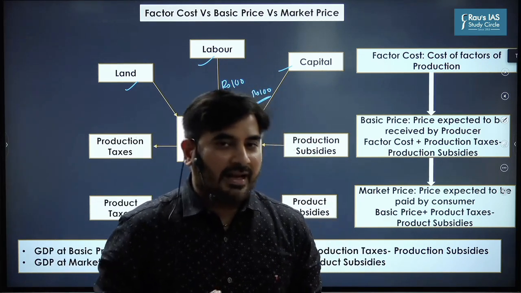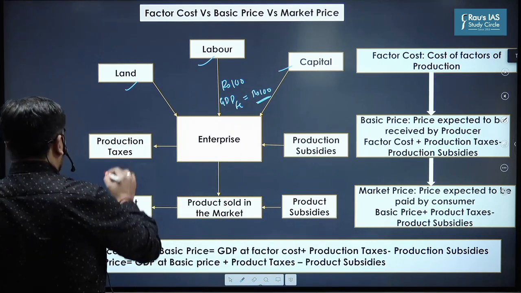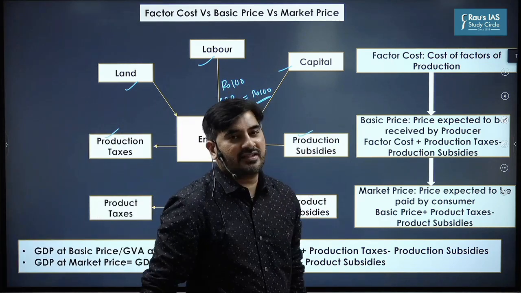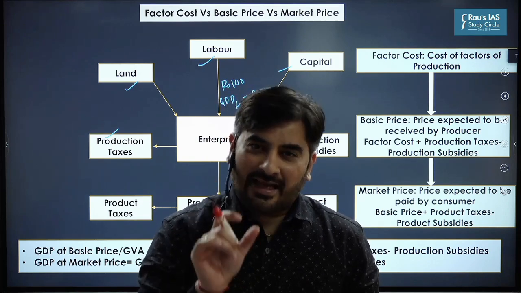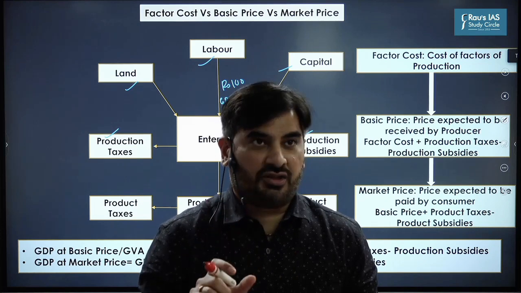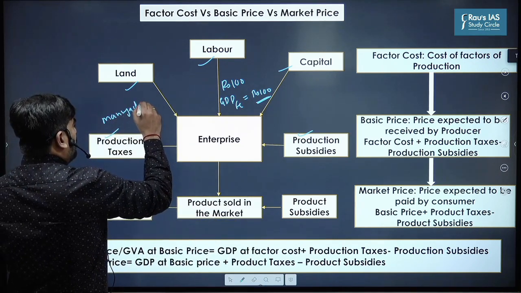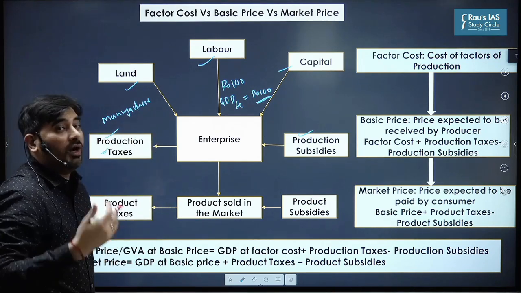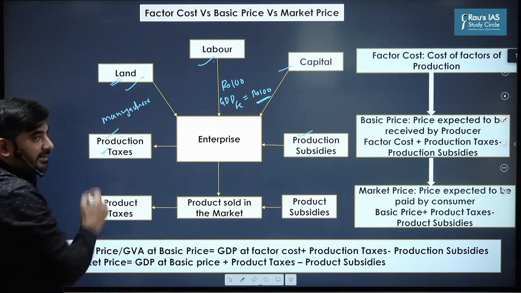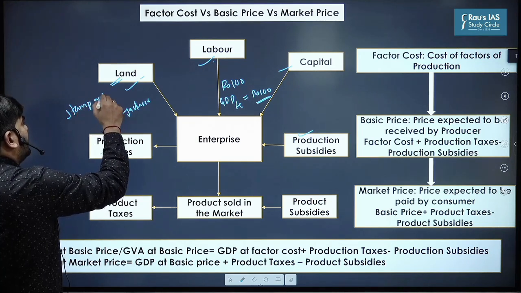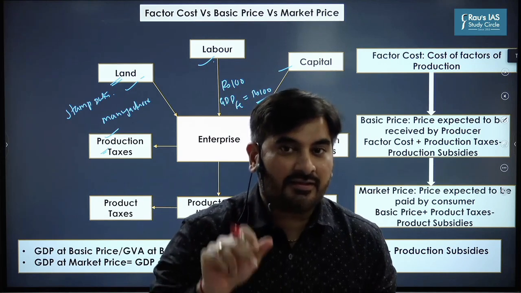What is basic price? Basic price is a price which is expected to be received by the producer of goods and services. Now to calculate the basic price, you have two concepts: production taxes and production subsidies. The question is, what are the production taxes? Production taxes are the taxes which are paid on the factors of production. Who is paying them? It is being paid by the manufacturer of goods and services. So the person who is manufacturing the goods and services is paying taxes on what? On these factors of production. So we call it production taxes. For example, for land, a particular person may be paying the stamp duty, registration tax, right? So that becomes the production tax. So production taxes are paid by the manufacturers on the factors of production.